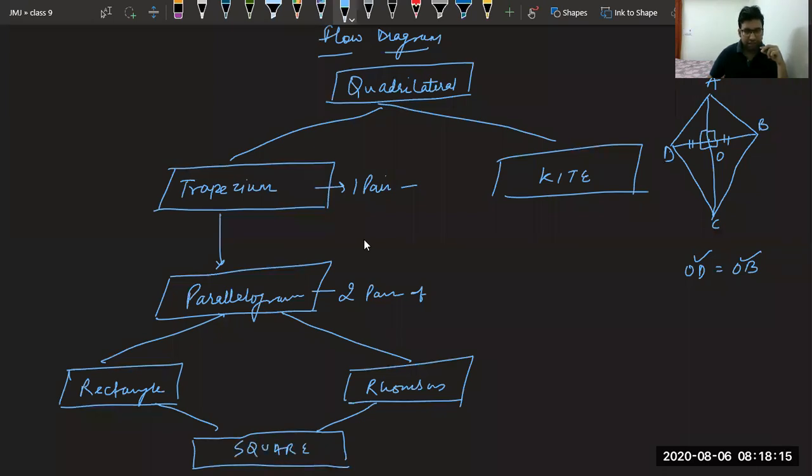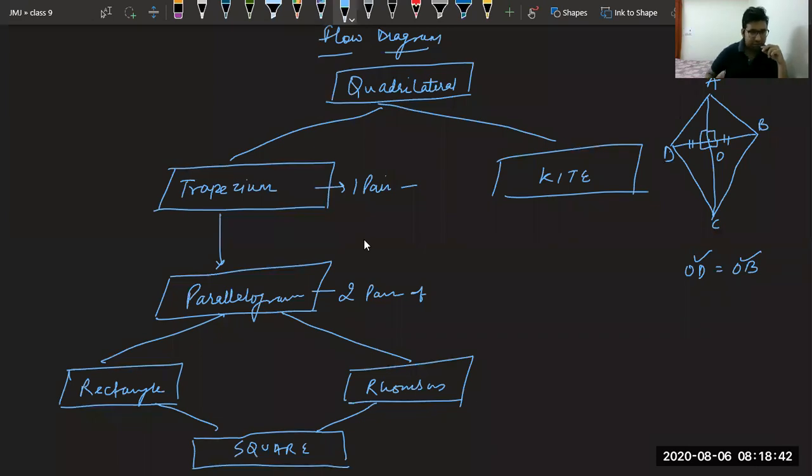So finally, everyone is meeting with square. Everyone likes square. So we have understood all the properties, and now you can answer any question. If anyone asks, all the parallelograms are trapezium, what do you say? Yes or no? Yes, because it is coming under that only. It is a child of trapezium, a special trapezium.